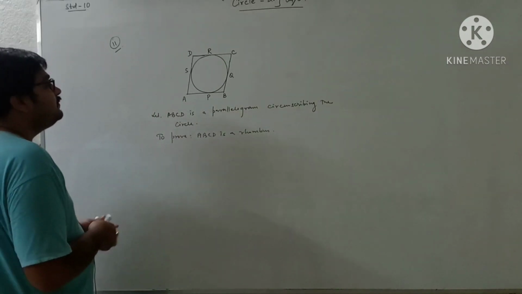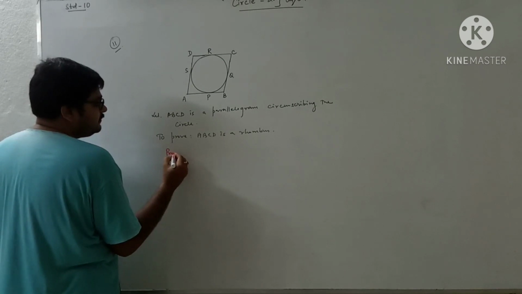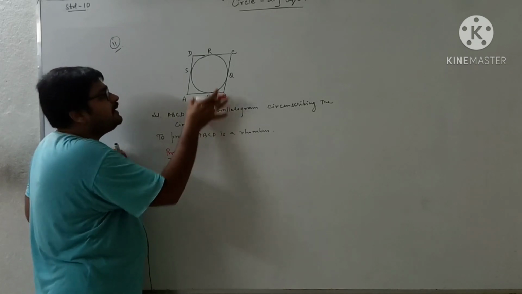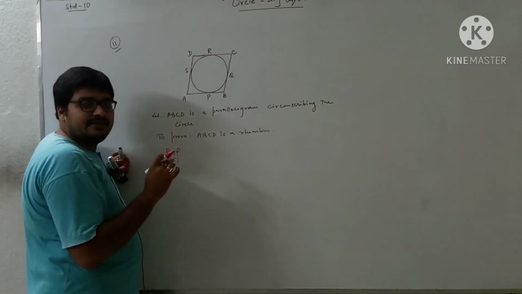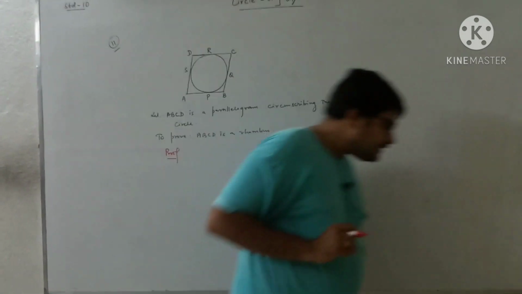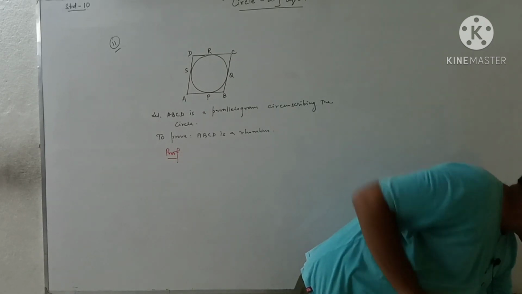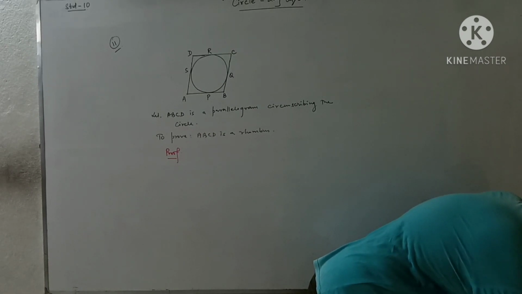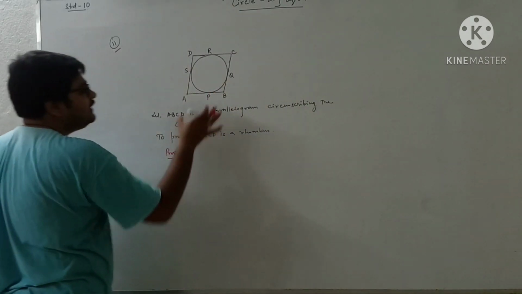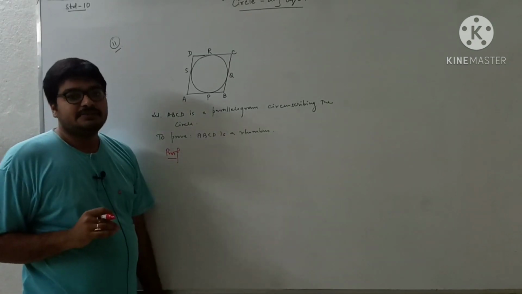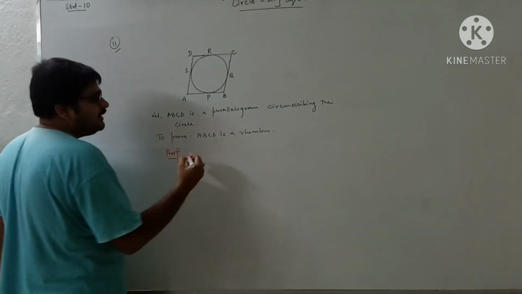So let's start the proof. First of all, one proof we have done, that AB plus CD equal to AD plus BC. That proof we will complete first. In question number 8 we have proved that AB plus CD equal to AD plus BC. So that proof first you have to complete. So let's do that one, because you have already seen it.